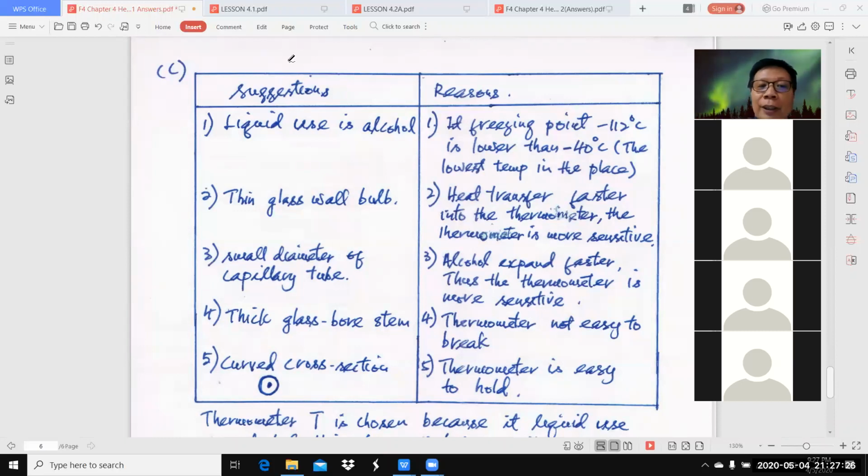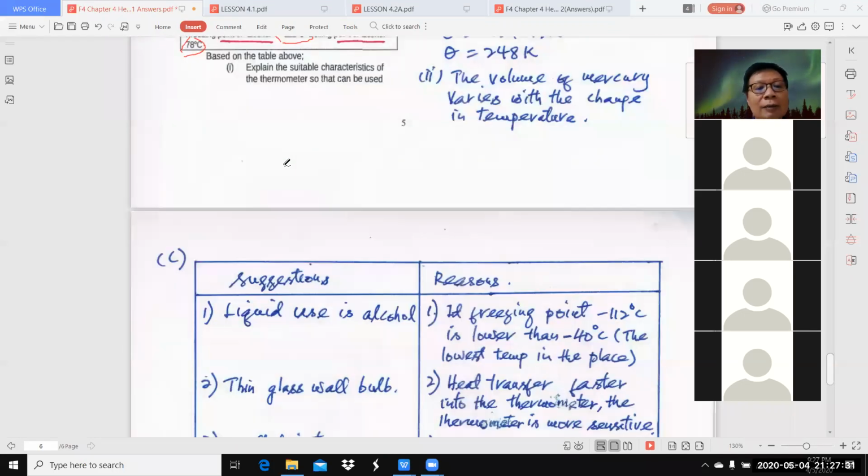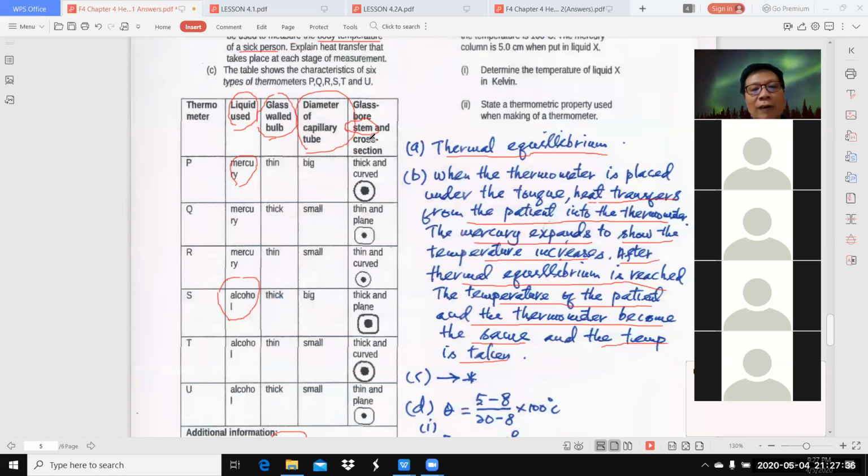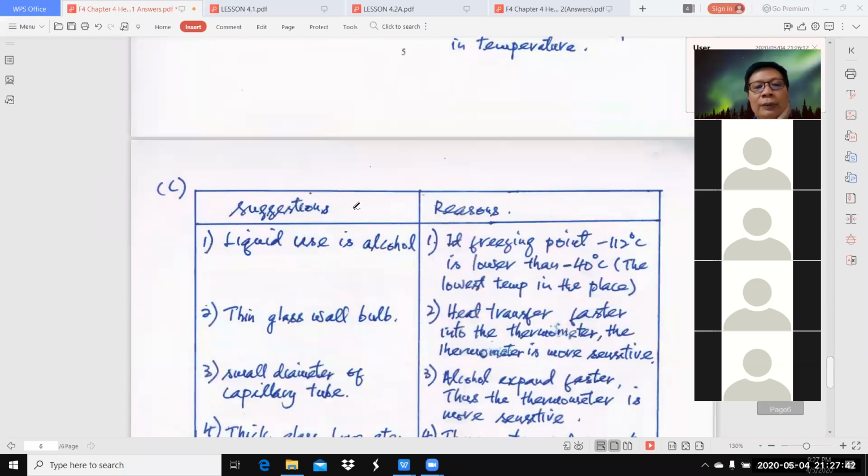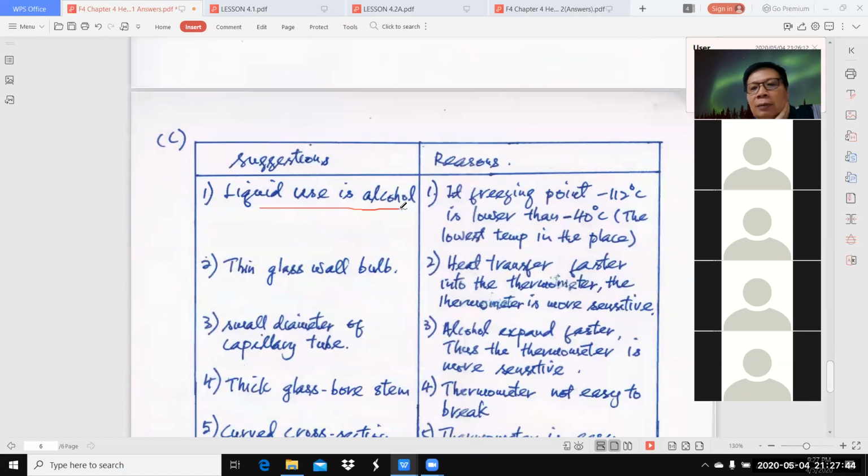Now you see, we give suggestions one by one. First, you follow the table. First one is liquid used, second is this, third is this, fourth is this. So we have to follow one by one. The first answer you give: liquid used is alcohol. We choose alcohol, we don't choose mercury. The reason you already know: the freezing point is -112, which is lower than -40 degrees, the lowest temperature in the place. That's why we choose alcohol.